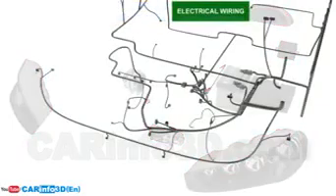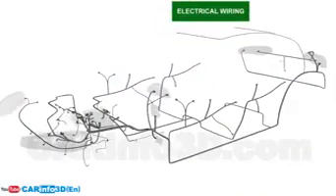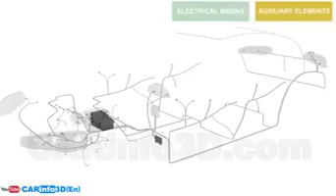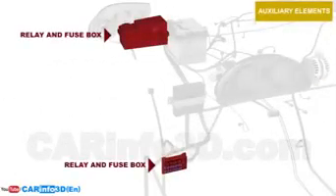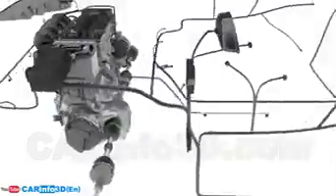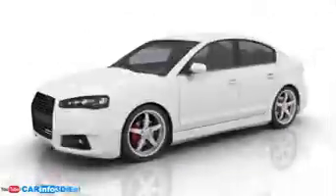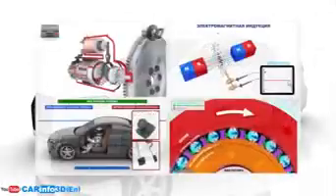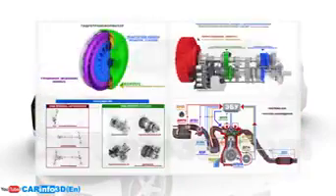Electrical wiring connects various components of the electrical system. Auxiliary elements include relay and fuse boxes, as well as various buttons and switches. This concludes our review of the basic car components. If you want to learn more about the car's structure, see our next videos.